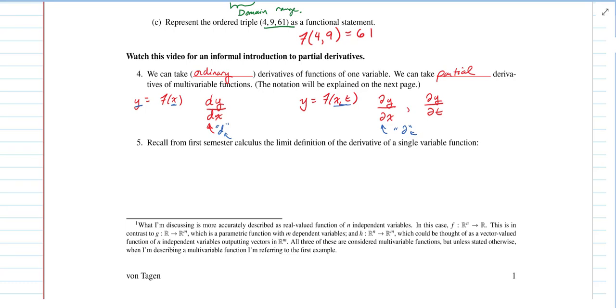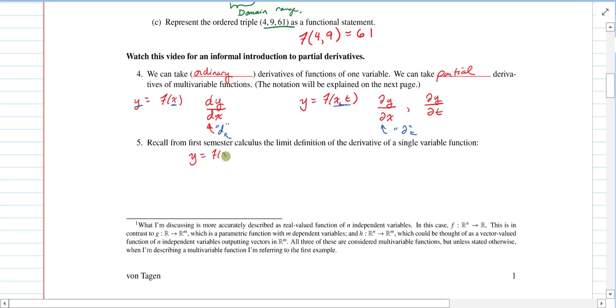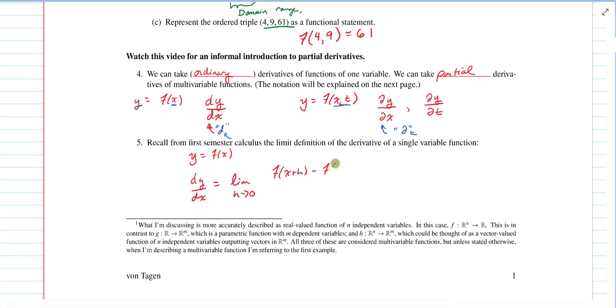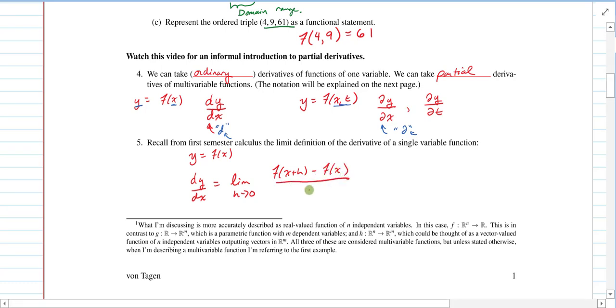So real quick, I just want to remind ourselves from first semester calculus, how did we compute the ordinary derivative? So if we had y equal to f of x, then we said that dy dx was equal to the limit as h approaches 0 of f of x plus h minus f of x all over h, provided this limit exists. So I want to remind you of that derivative that we did in Calc 1, because now we can look at the partial derivatives.